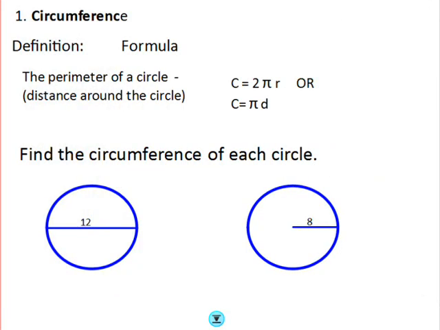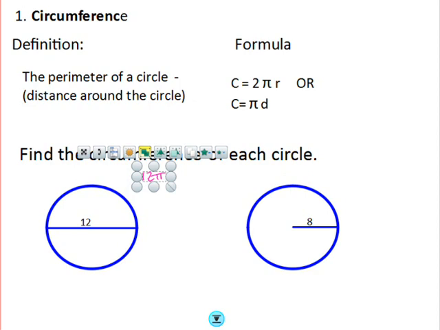First, circumference, the definition of circumference and the formula for circumference. So the definition of circumference is the perimeter of a circle, okay, just the distance around the circle. And then the formula, this is 2 pi r or pi d. So if you were asked to find the circumference of the circle on this problem, it's pi times d. The d is 12, so it's just 12 pi, okay? This is really just that simple.